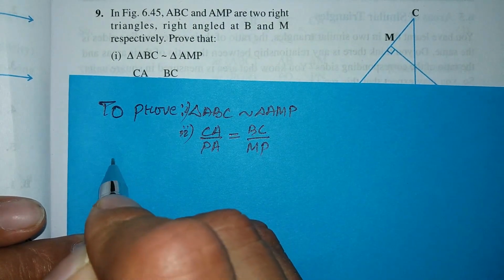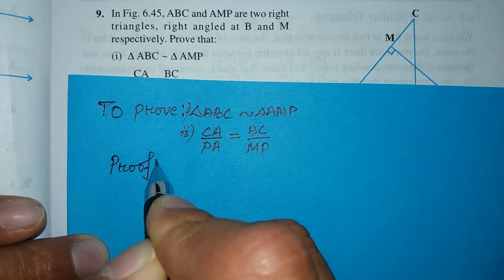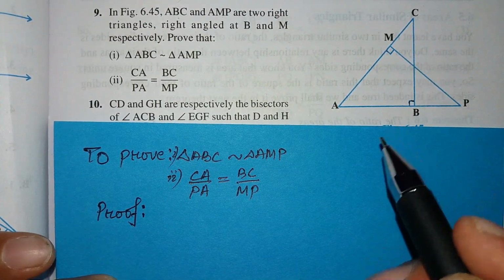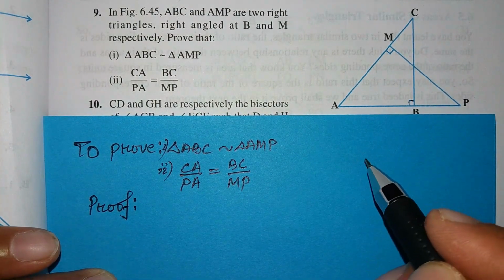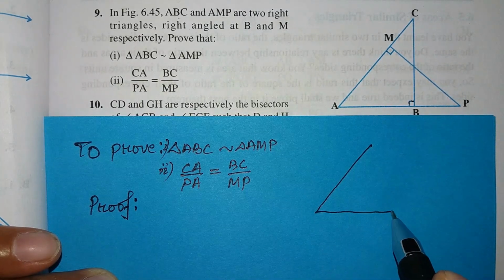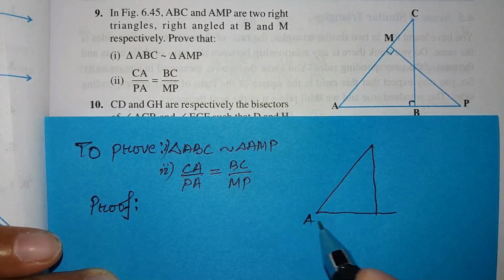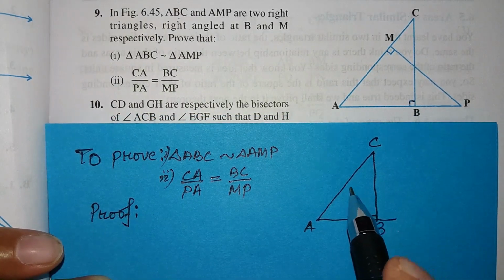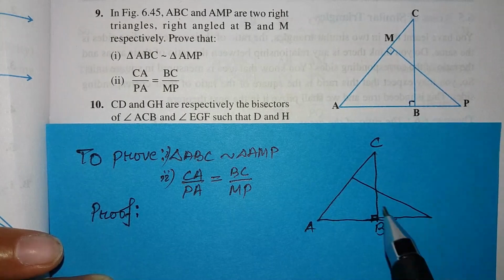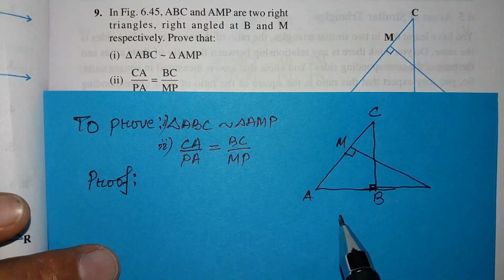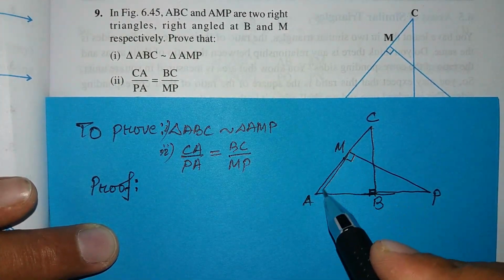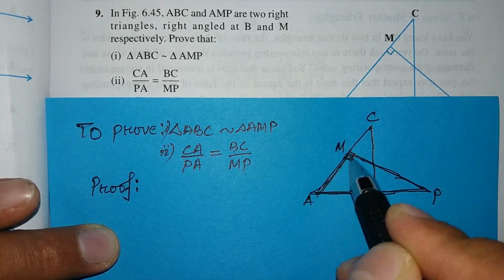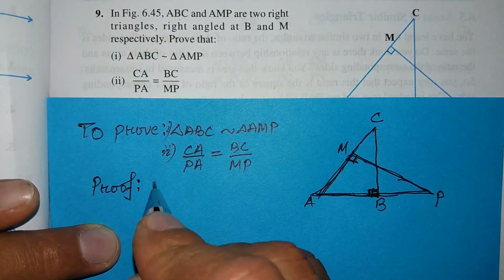Now proof. This is a very simple question. We can easily prove this by using AA similarity, angle similarity. Now in these two triangles, let me draw it here. This is the first triangle, A, B, C. Here this is 90 degree. And the second triangle is this triangle, AMP. Now in these two triangles we have 90 degree here, and in this triangle we have here 90. So we have 90, 90.